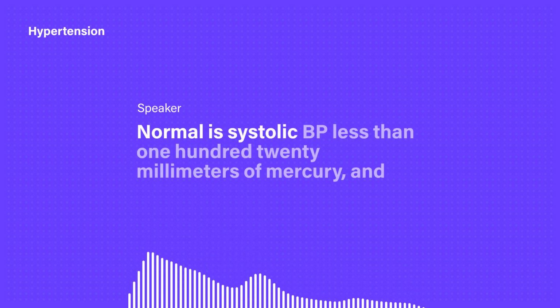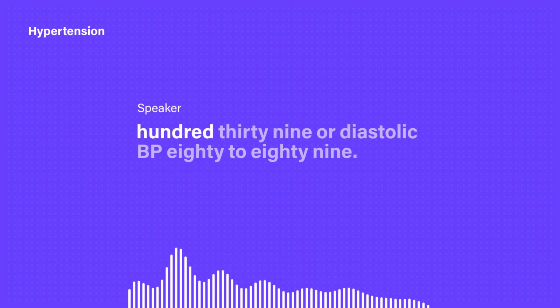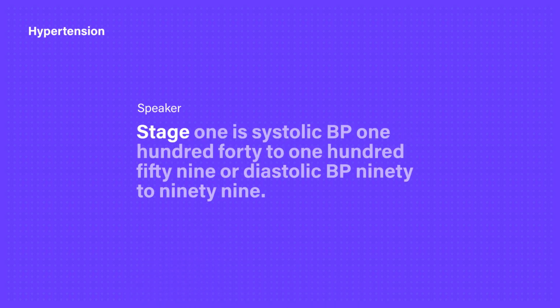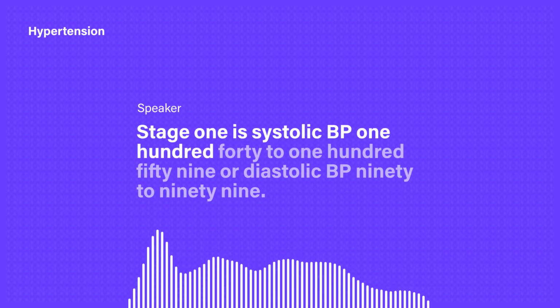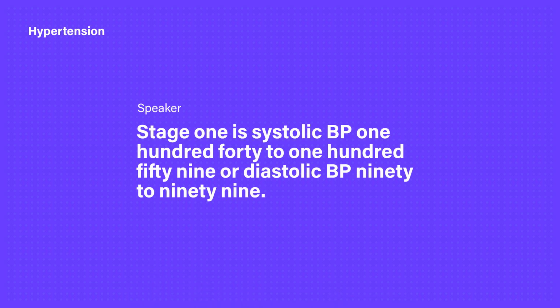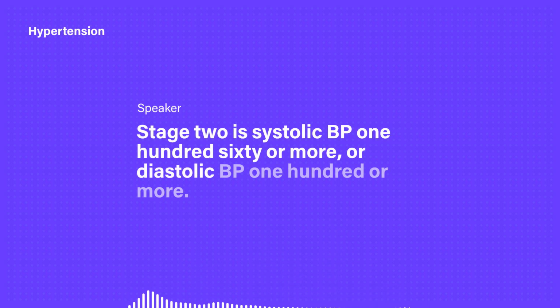Normal is systolic BP less than 120 millimeters of mercury and diastolic BP less than 80. Pre-hypertension is systolic BP 120 to 139 or diastolic BP 80 to 89. Stage 1 is systolic BP 140 to 159 or diastolic BP 90 to 99. Stage 2 is systolic BP 160 or more or diastolic BP 100 or more.